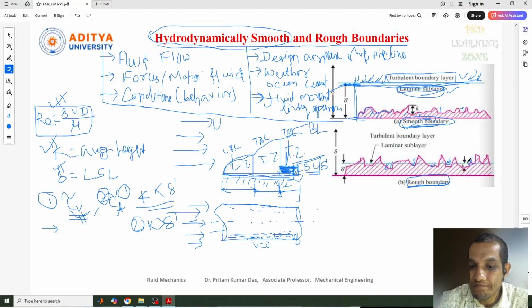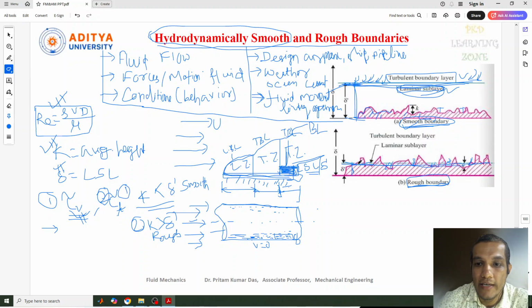And that is called your rough boundary. This is the smooth boundary and this is called the rough boundary. Okay, and why is this happening? This is because of the irregularities of the surface which is above the sublayer. You can see this is the laminar sublayer, and above it a lot of portions of the surface are there.